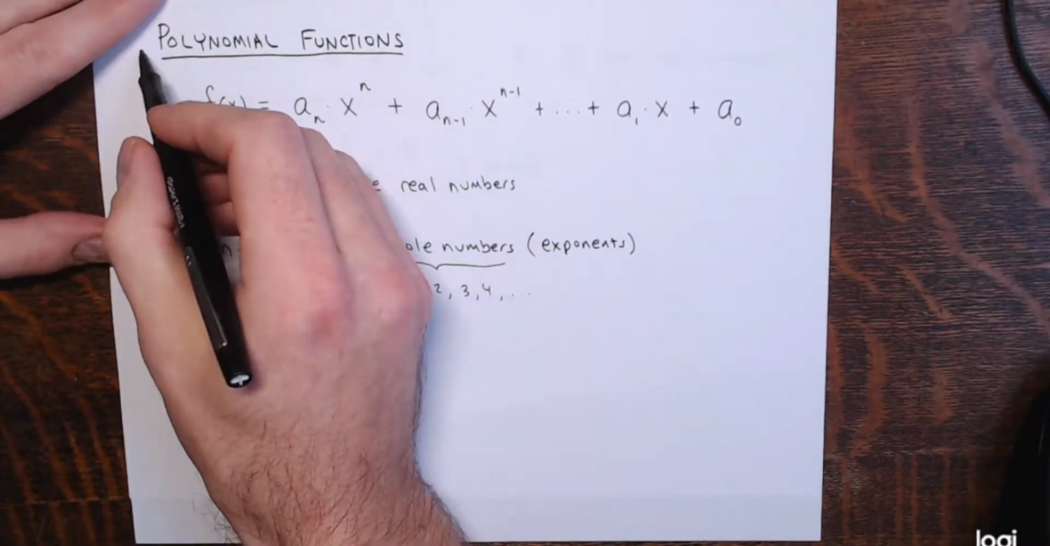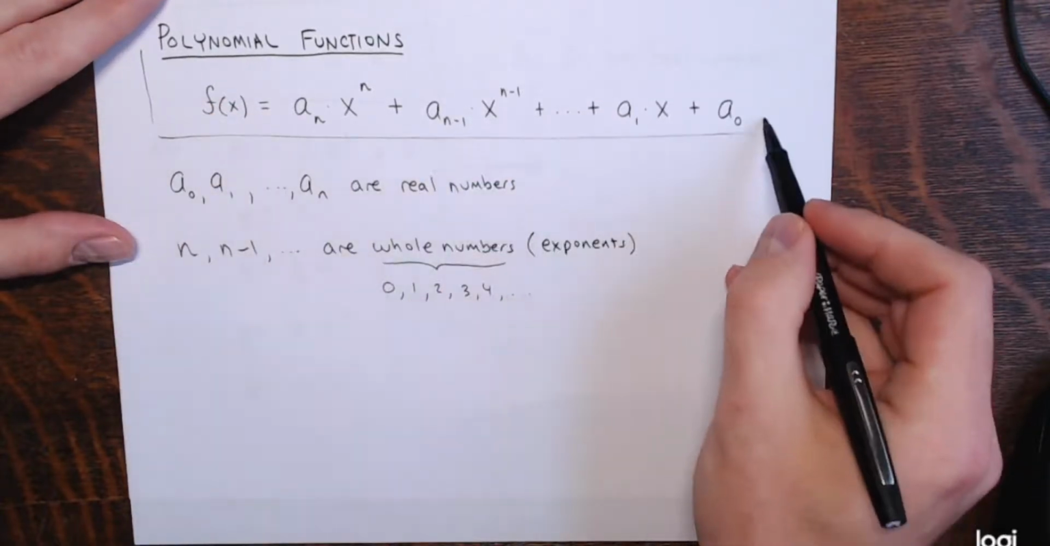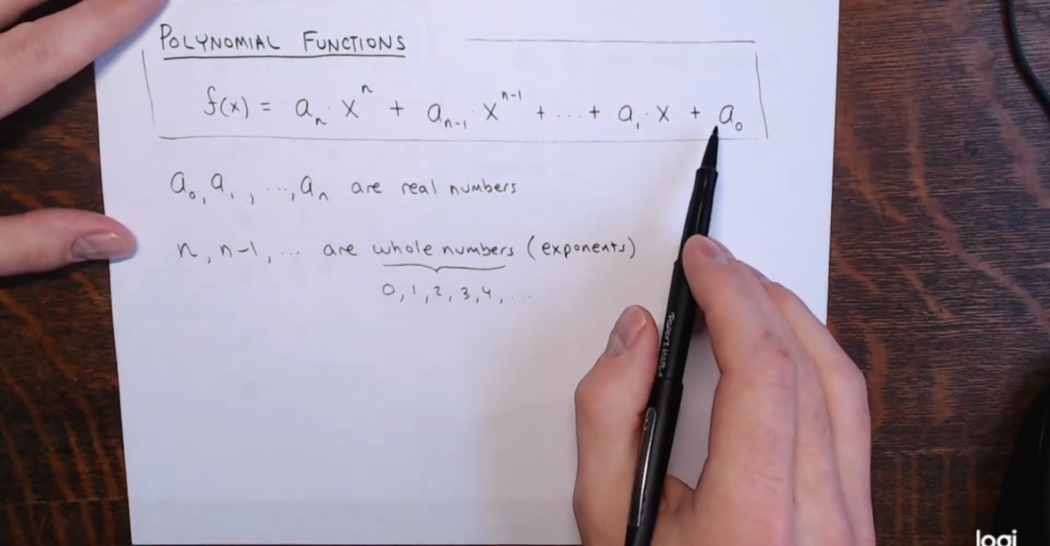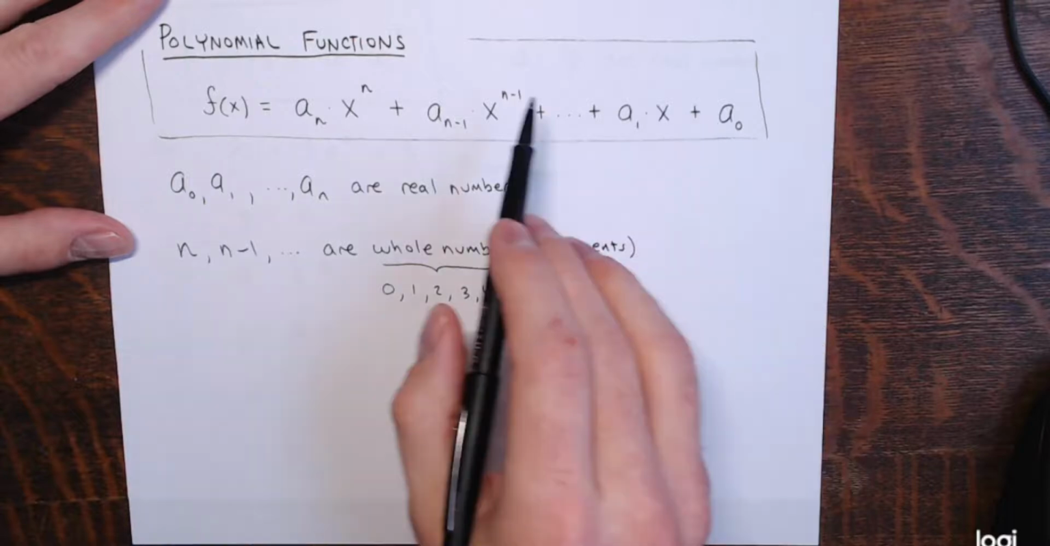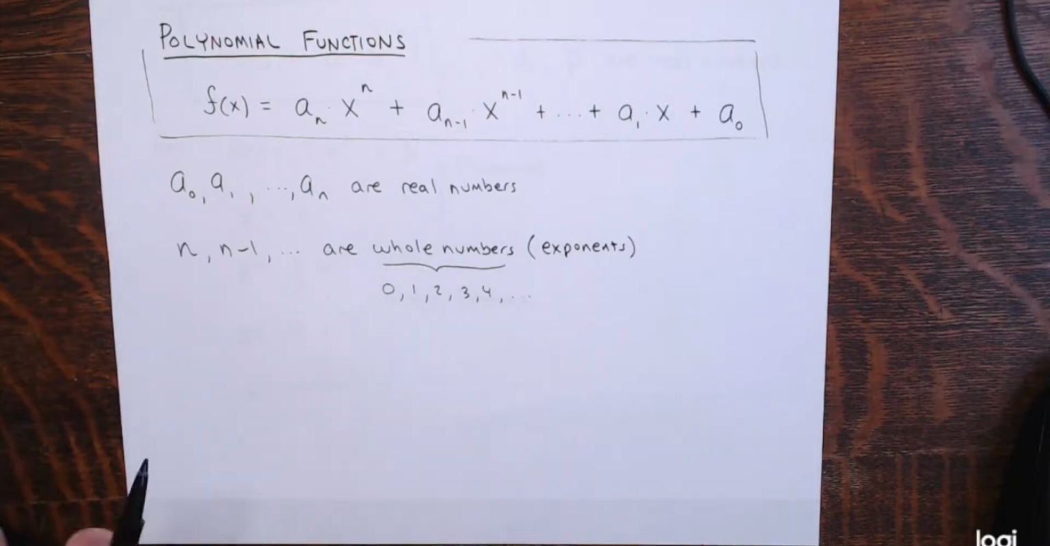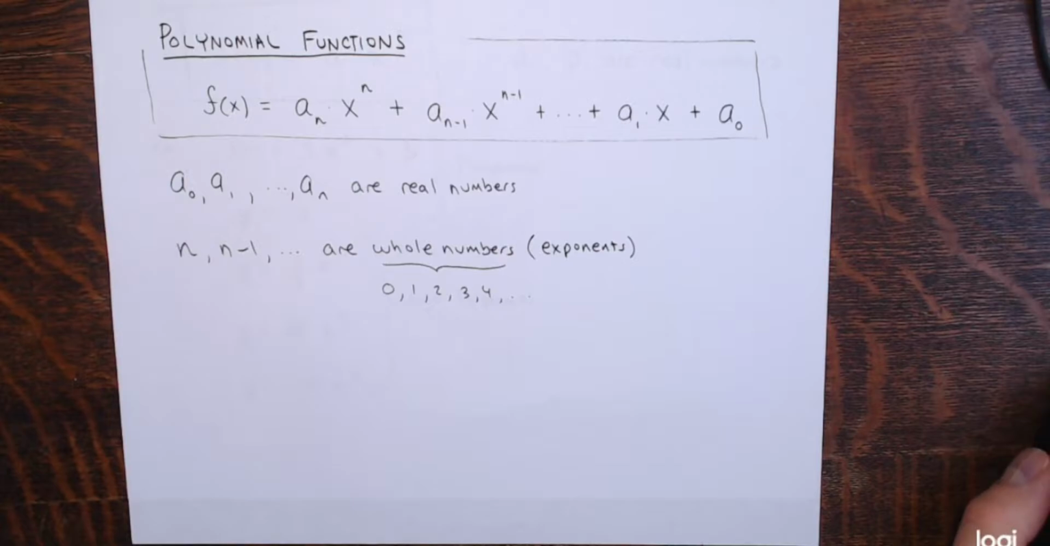Okay. Yeah, so basically it's power functions that are added together, but the powers are whole numbers. Right, the powers have to be whole numbers in order for it to be considered a polynomial function. And we'll see examples of this here.